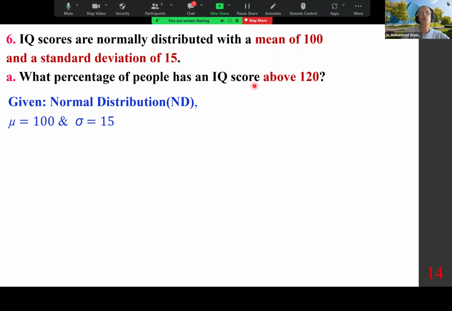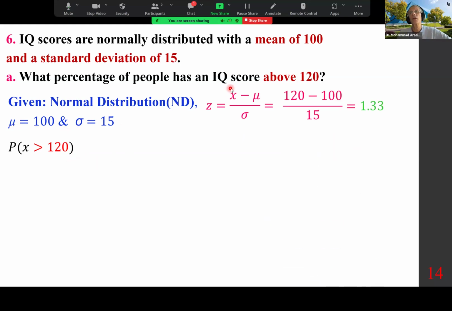And what percentage would have an IQ score of above 120? We are interested in the probability of X larger than 120. So we are going to change the X to Z using the formula Z equals X minus mu over sigma, where mu and sigma, we made a note of it, and X is 120, resulting in 1.33. So this is a normal distribution, equals probability of Z larger than 1.33. This is standard normal distribution.